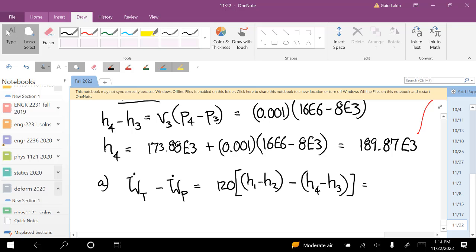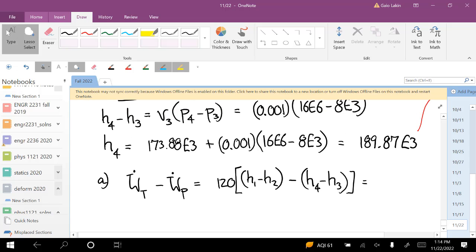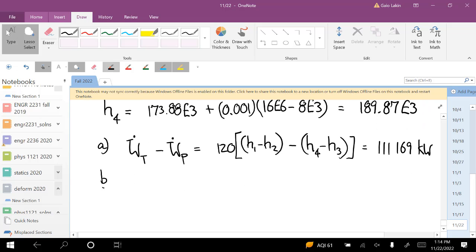Plug those in and you get 1.1. Oh, no, because I'm plugging in the wrong stuff. So yeah, I got 111,169 kilowatts. 111 what? And then 169. 169. Yeah, kilowatts. Okay. And then the heat at the boiler.